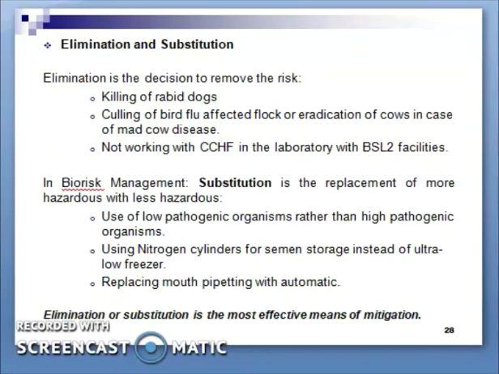In biorisk management, substitution is replacement of more hazardous with less hazardous. It's the replacement of one thing with another which is less hazardous. For example, use of low pathogenic organisms rather than high pathogenic organisms. And similarly, using nitrogen cylinders for semen storage instead of ultra low freezer. Another example is replacing mouth pipetting with automatic. Elimination or substitution, or both, is the most effective means of mitigation.